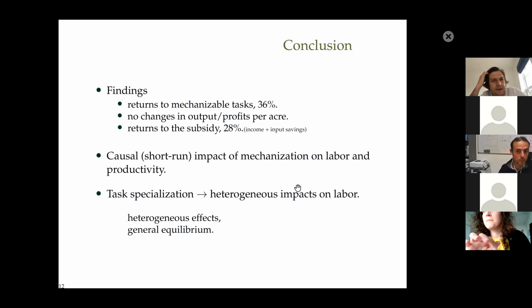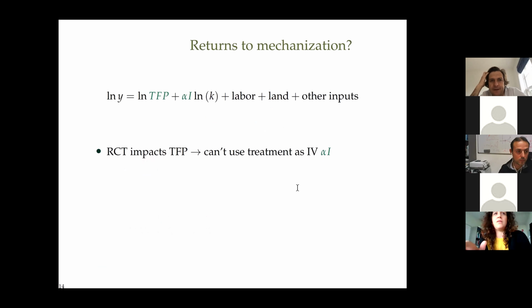Can you explain the 36% return and the second bullet, no change in output and profits per acre? Yes, so what happens is that the elasticity of this object, which is total output, think of Y as total output, is not moving with mechanization. We see that, so this I is the share of tasks that are performed by capital versus labor. So the share of tasks is moving, okay? Output is not moving, so what's going to end up happening is that TFP, at least in the short run, is going down.